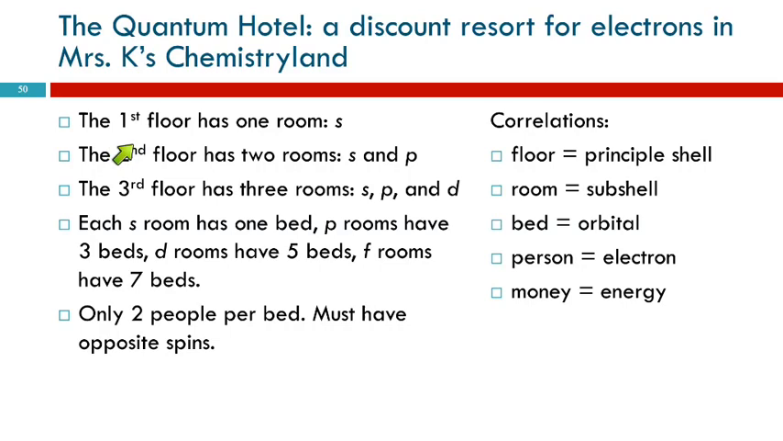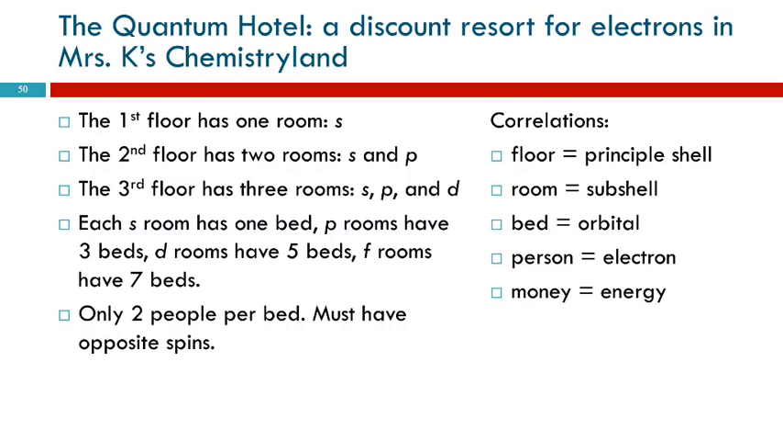But the first floor only has 1 room on it. And it's not like room 1, it's called room 1S. It's an S room. The second floor has 2 rooms, an S-type room and a P-type room. The third floor has 3 rooms, S, P, and D. And the fourth one has S, P, D, and F.